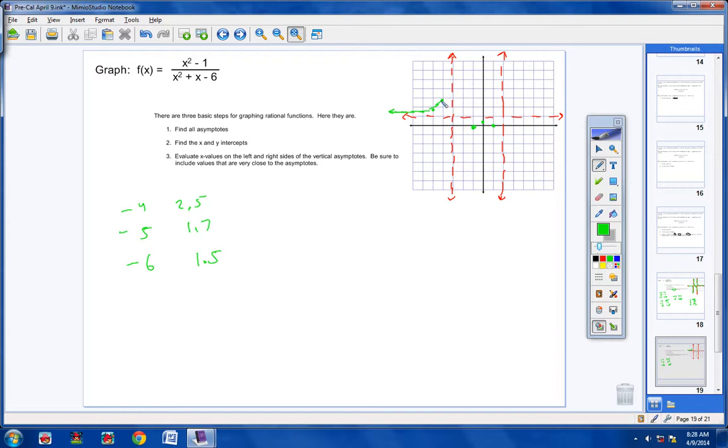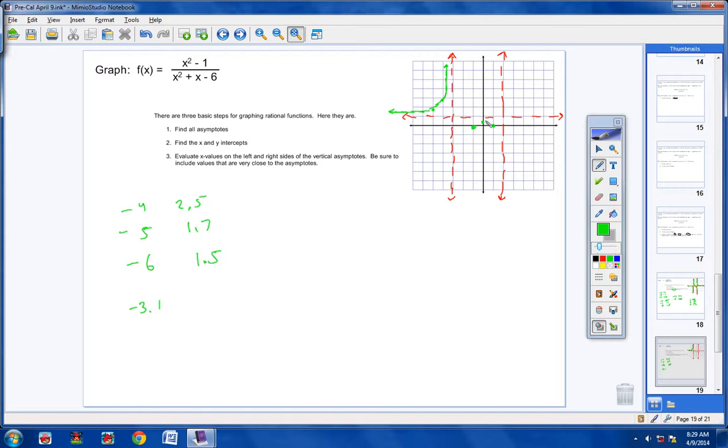Okay, now what about going up? Well, more than likely it's doing this right here, but let's make sure. I mean, I don't want to be too annoying, but let's make sure. Let's get real close to this vertical asymptote, negative 3. I'm going to very quickly put in negative 3.1. And when I do that, I get out 16. So it's shooting up really quickly, okay?